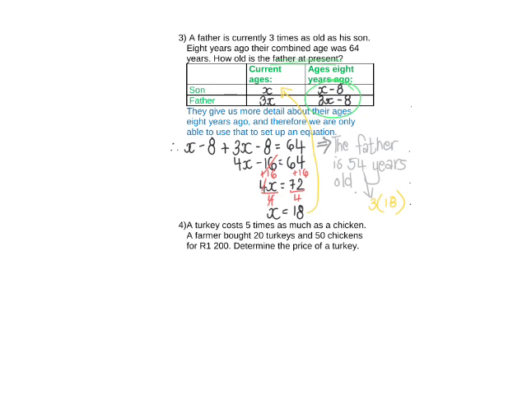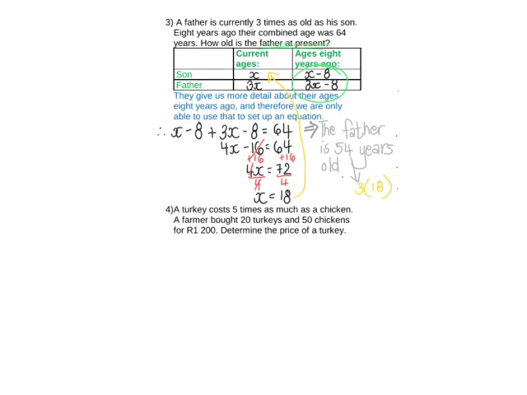So now on to question 4. A turkey costs 5 times as much as a chicken. A farmer bought 20 turkeys, 50 chickens, and it cost him 1,200 rand. Determine the price of a turkey. So the least amount of information given was about a chicken. So the chicken can be expressed, if we want to put it into perspective, as x. And the turkey, the cost of each actually, would be 5 times as much. So it would be 5 times x, which we say is 5x. Okay, so this is the cost of each.